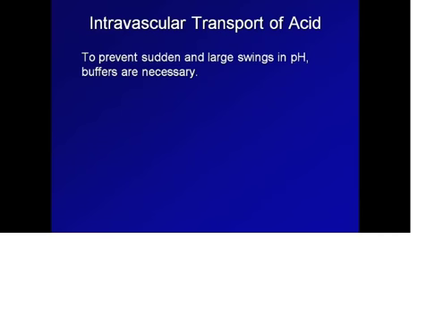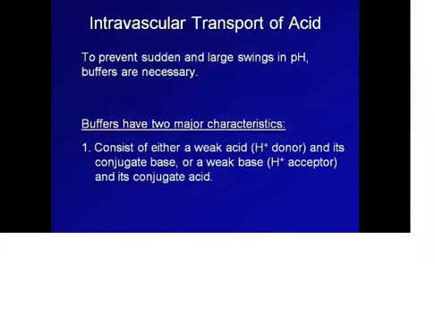In chemistry, a buffer can be defined as such by the presence of two major characteristics. First, it has to consist of either a weak acid and its conjugate base, or a weak base and its conjugate acid. Second, a buffer has the property of resisting changes in pH. In other words, hydrogen ions can be added or removed from a buffer solution with only minimal change in pH.